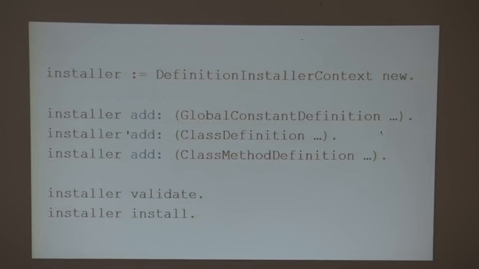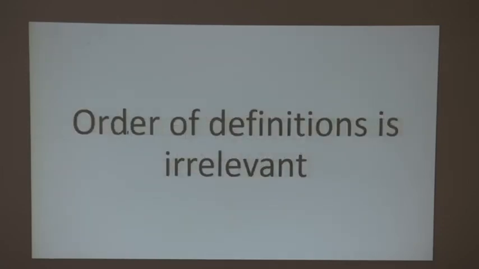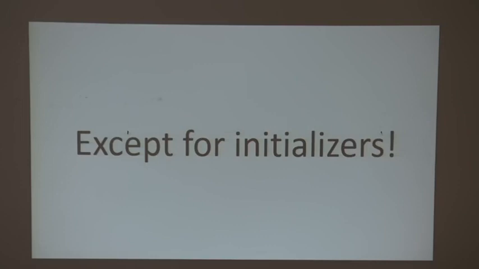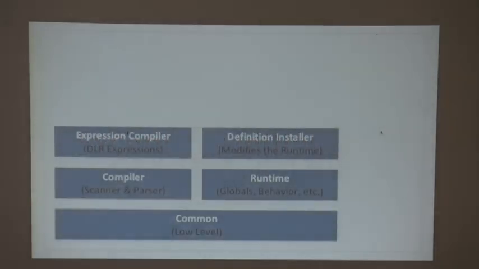But the thing is, we don't do it one by one. We have a thing, the definition installer context, where we give all the definitions in it. We call validate, and if it passes, we install. So everything happens in one single operation. The order of definition is irrelevant, because it doesn't really matter how you put them into the context, it knows. There's one thing that's important. This is the initializers. So the order of initializers is important. It cannot sort the initializers on its own. So now we have a definition installer.